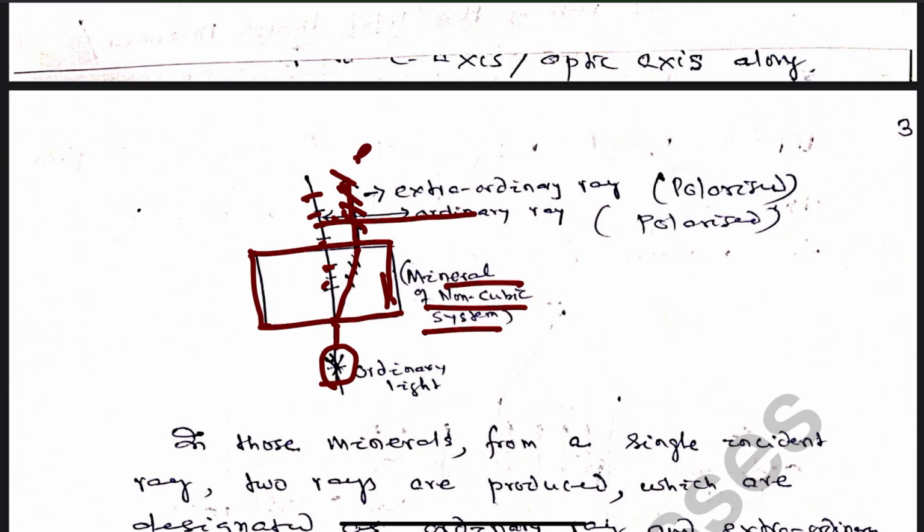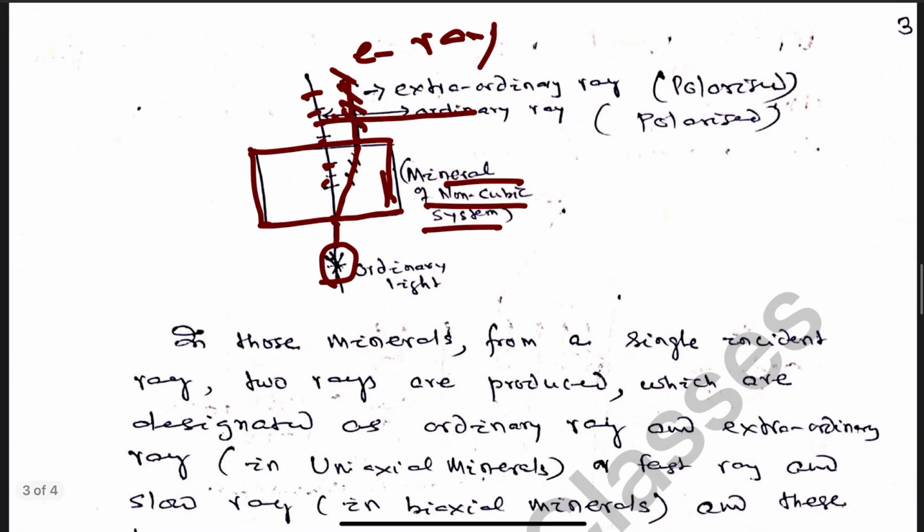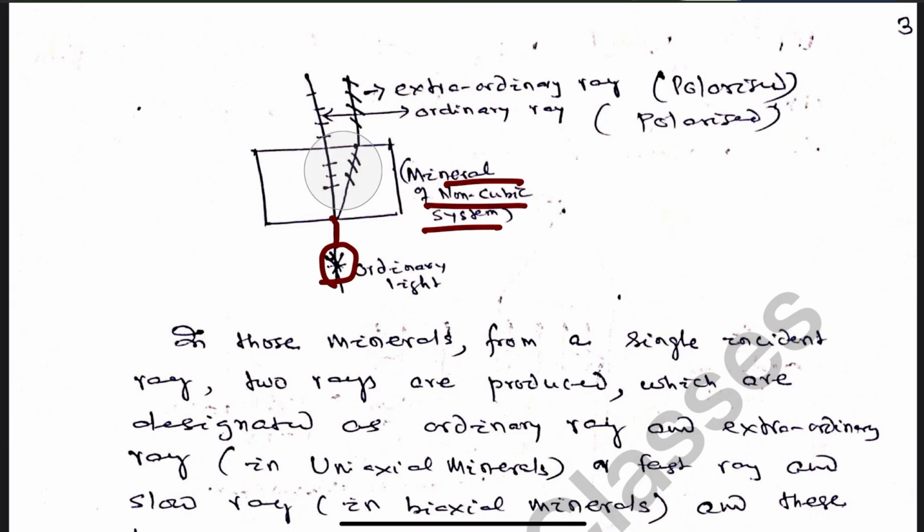This E ray and O ray, they vibrate in two mutually perpendicular planes, and both are found to be polarized. So, we are getting two sets of polarized light rays. Let us discuss a little about how these light rays are produced in different types of minerals.